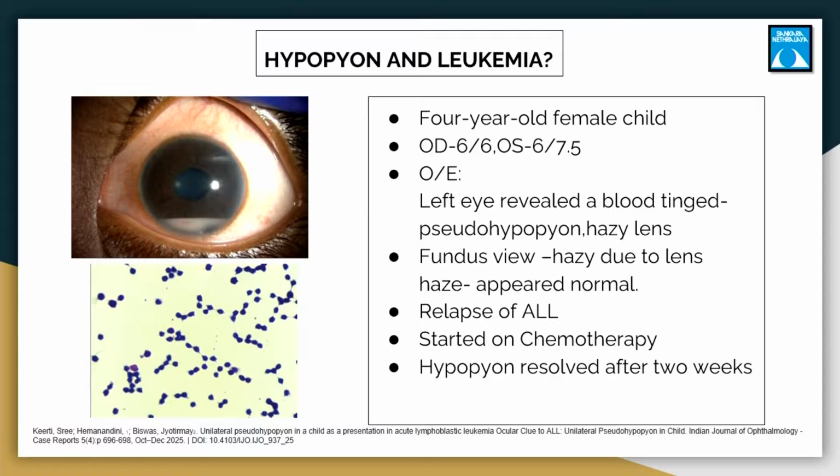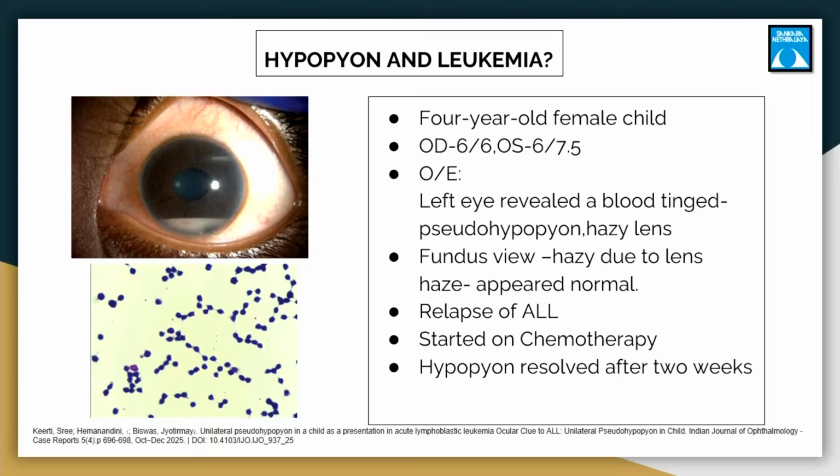Why? I mean, can we diagnose this without the AC tap? It's a known case of ALL anyway, right? Yes, sir. Why do you think the AC tap was required? To confirm if it's not due to any other infectious cause. Because I said clearly it is a relapse of ALL. That means at that time he is in remission, right? Yes. You don't get a hypopyon due to leukemia during remission.